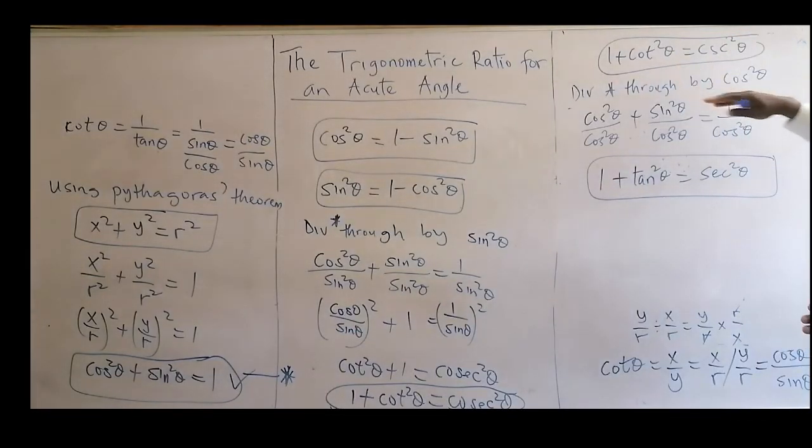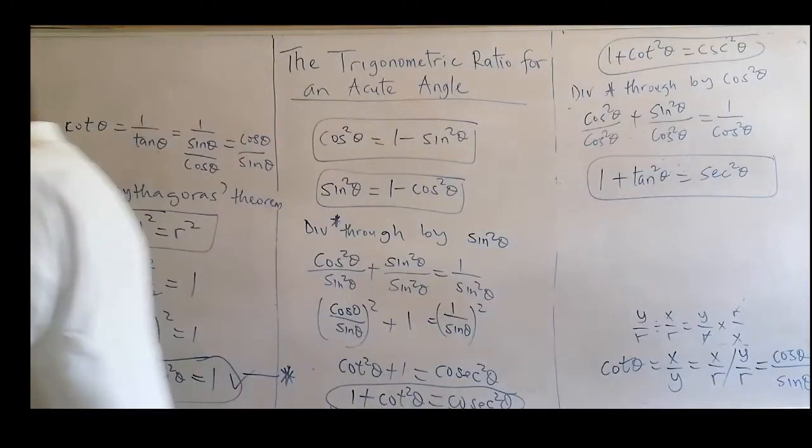1 plus cot squared theta equal to cosec squared theta. And the other one is 1 plus tan squared theta equal to sec squared theta. Okay, so that's that on that.